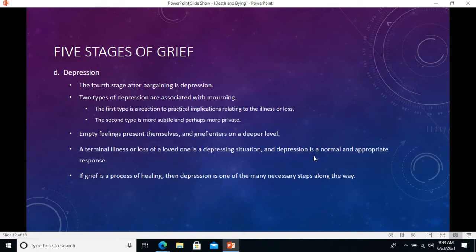Stage four: depression. Two types of depression are associated with mourning. The first type is a reaction to practical implications relating to the illness or loss. The second type is more subtle and perhaps more private. Empty feelings present themselves and grief enters on a deeper level. A terminal illness or loss of a loved one is a depressing situation, and depression is a normal and appropriate response. If grief is a process of healing, then depression is one of the many necessary steps along the way.